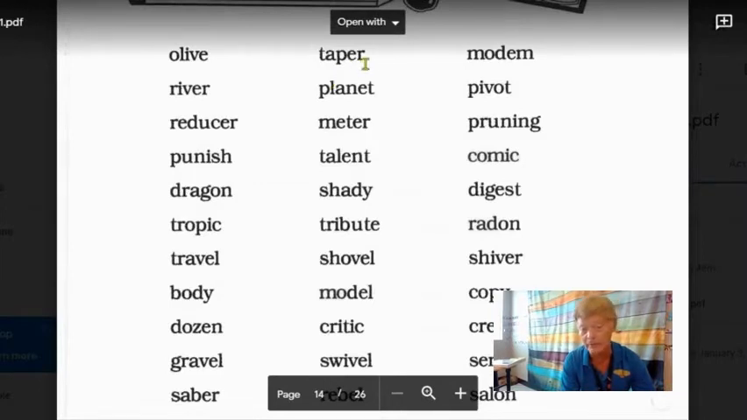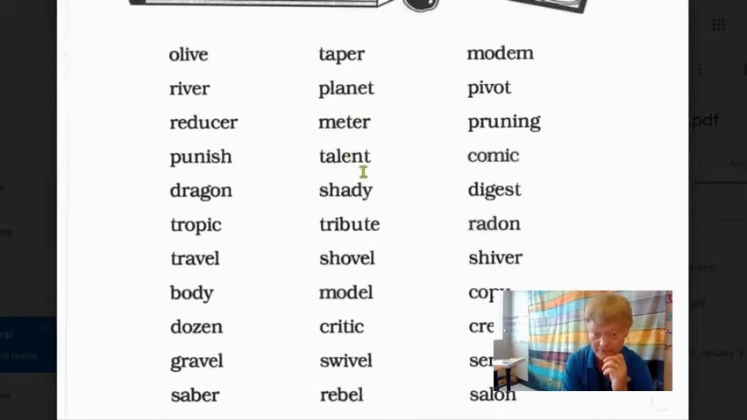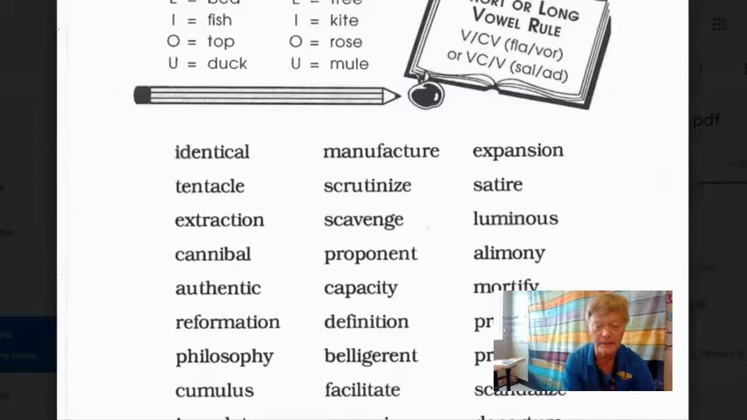So let's look at the middle row. What I'm teaching my kids there is if you see vowel, consonant, vowel, A, you divide it before or after the consonant, and B, you need to know that it could be long and it could be short. Look at the first word here in this middle row. It could be taper or tapper. And look at this one. It could be planet or planet, meter or meter, talent or talent, shady or shaddy. Because half the time that first vowel is long and half the time it is short.